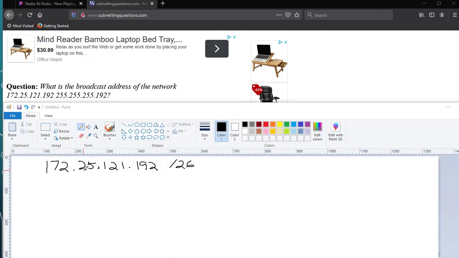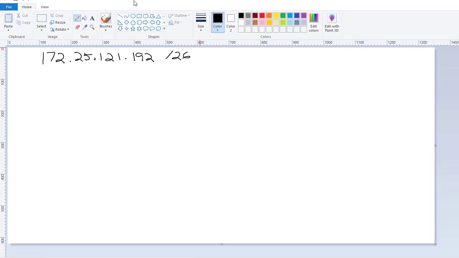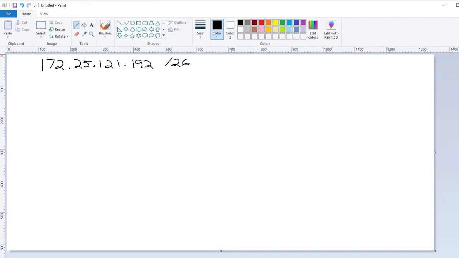All right, so we have 172.25.121.192 with a /26 subnet mask, and they want to know if this is my IP address, what is my broadcast? So let's kind of work this one out real quick. So first, we know that they've added 10 ones to the default subnet mask. So this is a Class B, and Class B is a /16. Now they have a /26, so they've added 10 ones.